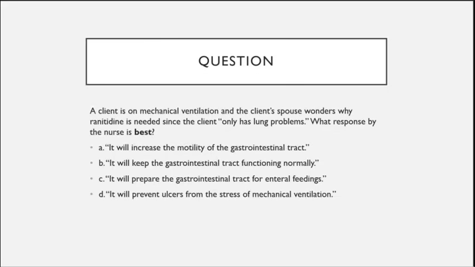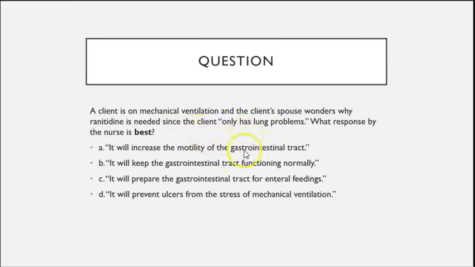A client is on a mechanical ventilator and the client's spouse wonders why ranitidine, which we don't use anymore, is needed since the client only has lung problems. That's your Zantac. So why are we giving Zantac to a patient that only has lung problems that's on a mechanical ventilator? So what do we say to that spouse? It will increase the motility of the GI tract? No. Zantac, ranitidine, is an H2 blocker. It is going to decrease acid. Why do we have a buildup of acid? And concern for peptic ulcers?